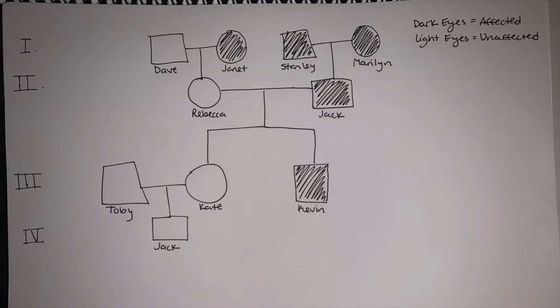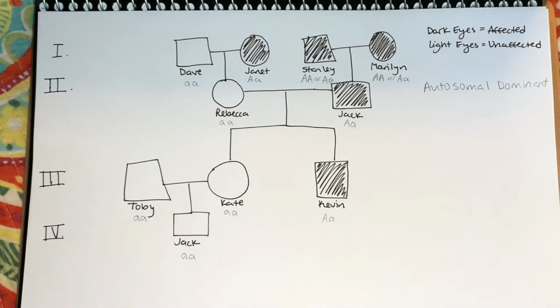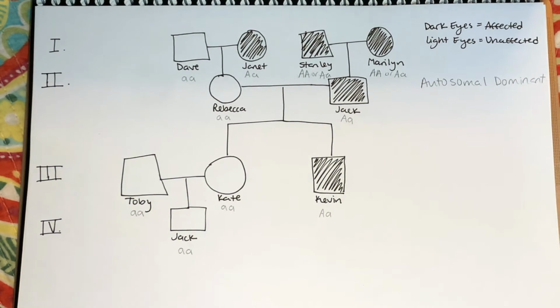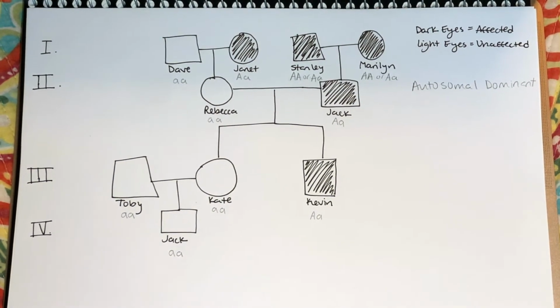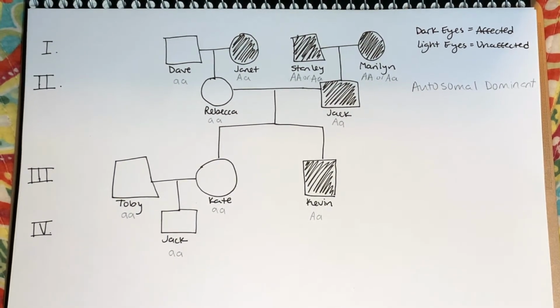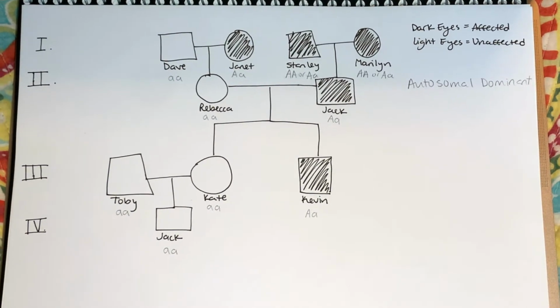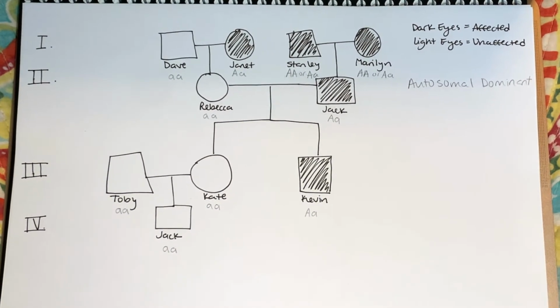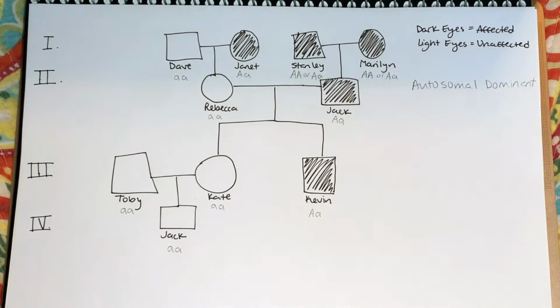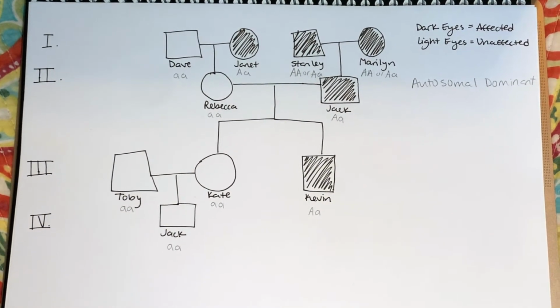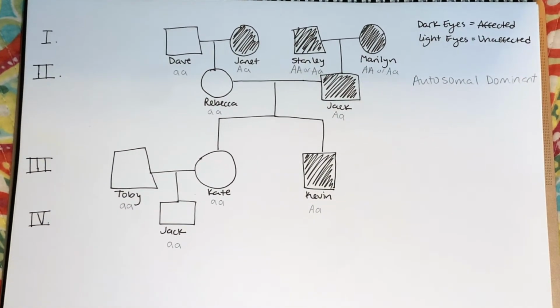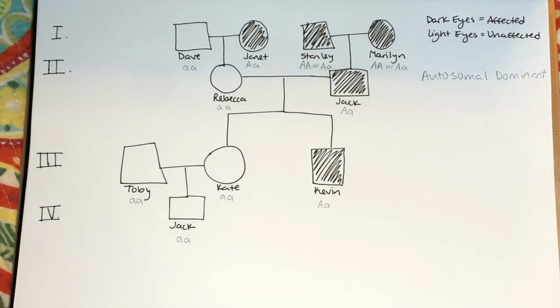Individuals who have dark eyes and are affected are shaded, while individuals who are unaffected who have light eyes are left unshaded. Here we see the pedigree displaying the autosomal dominant mode of inheritance, with all individuals who are affected being shaded. If we look at Jack's parents, Stanley and Marilyn, we are unsure who is the carrier. We know that Jack must be a carrier because one of his children, Kate, is unaffected.